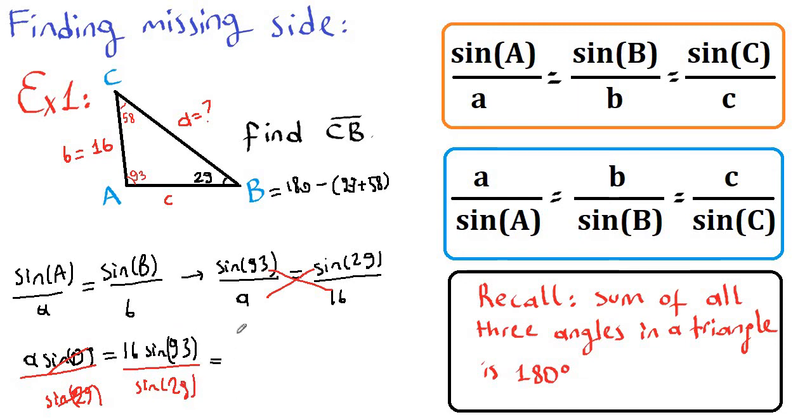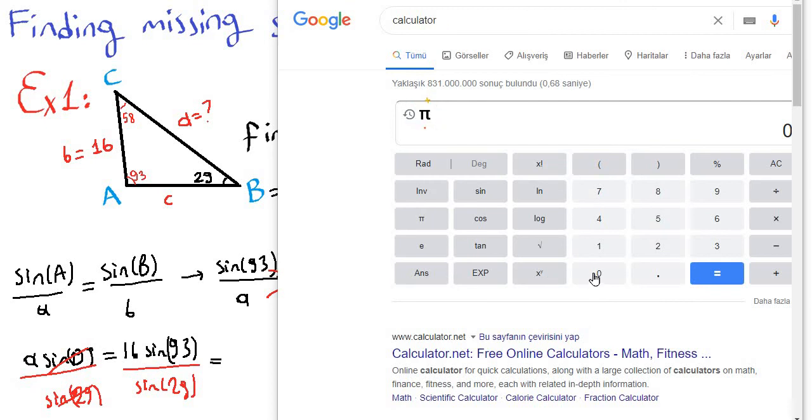Now let's use the calculator for this. All we have to do is type the numbers in our calculator. You can use either a screen calculator, any online calculator, or your TI series calculators. So we are going to multiply 16 times sine of 93 divided by sine of 29. Make sure your calculator is in degree mode, or else you get the wrong answer. So our answer is 32.9, and the closest whole number is 33. So 33 is the answer.